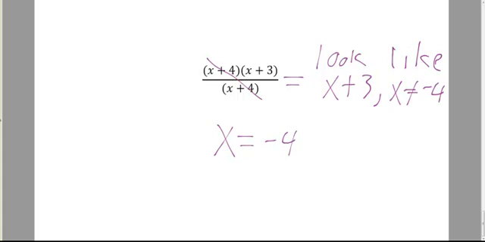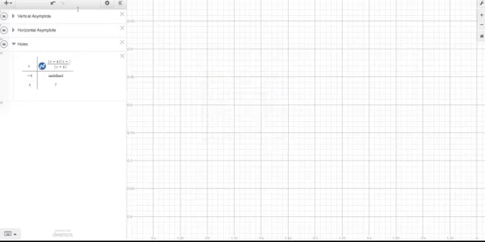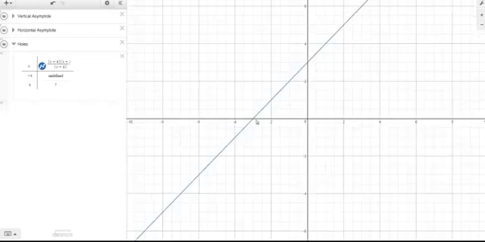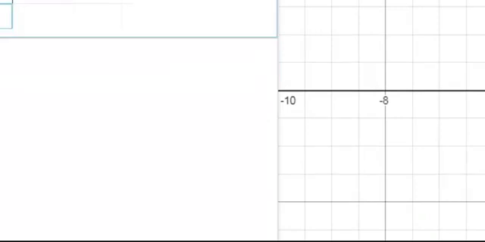And so as we come up to the graph again, we'll look at this graph, and if we have x plus 3, it's almost exactly the same. But notice on my table, negative 4 is undefined.